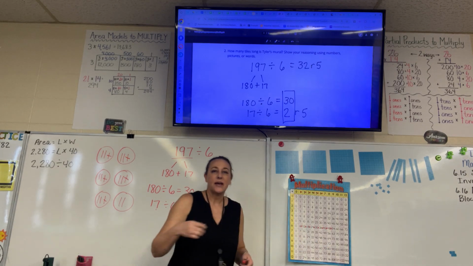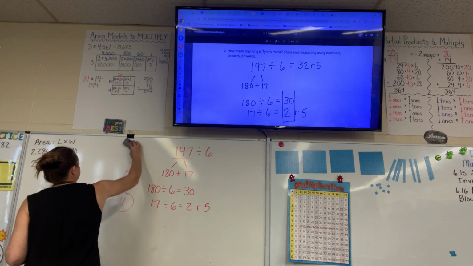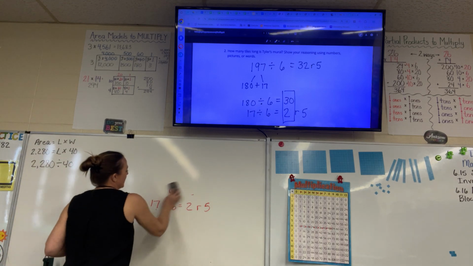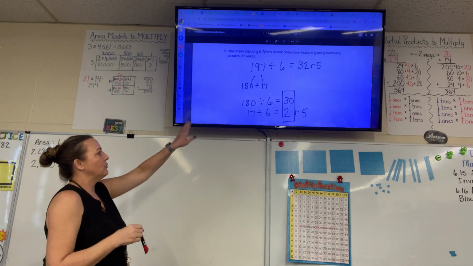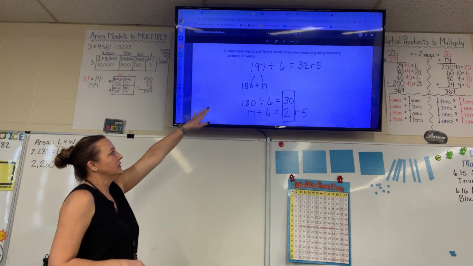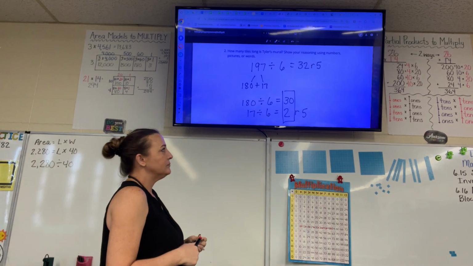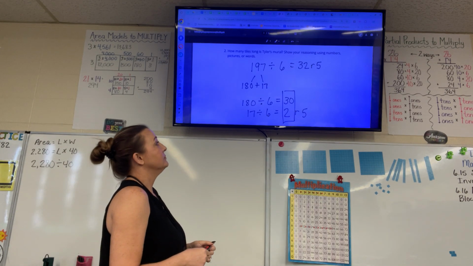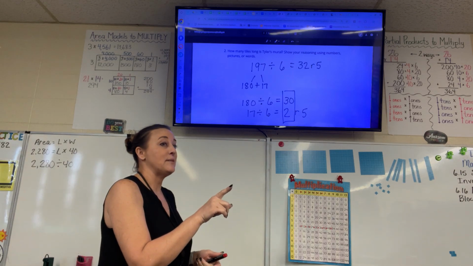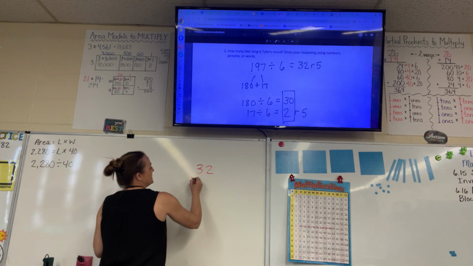How can we check to make sure that we got the right answer? How do you check a division problem to make sure it's right? Colton, what are we gonna multiply together? Go back to the original problem. 190. No, that's what it equals. 32 times 6. Let's do it. 32 times 6.